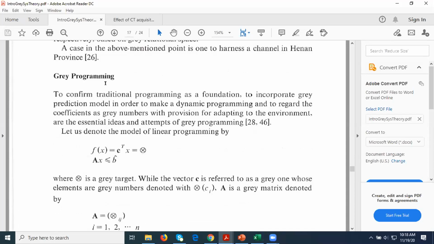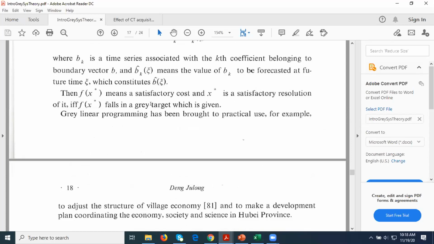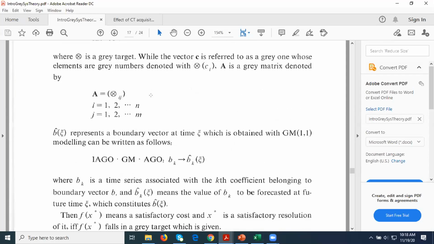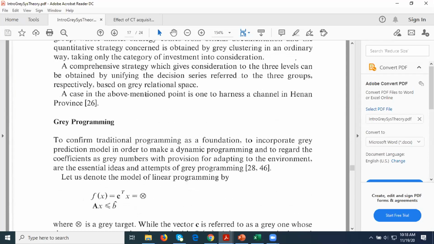This is grey programming. Some software works based on this grey programming. That's why nowadays this grey system is used in artificial intelligence and data systems also.